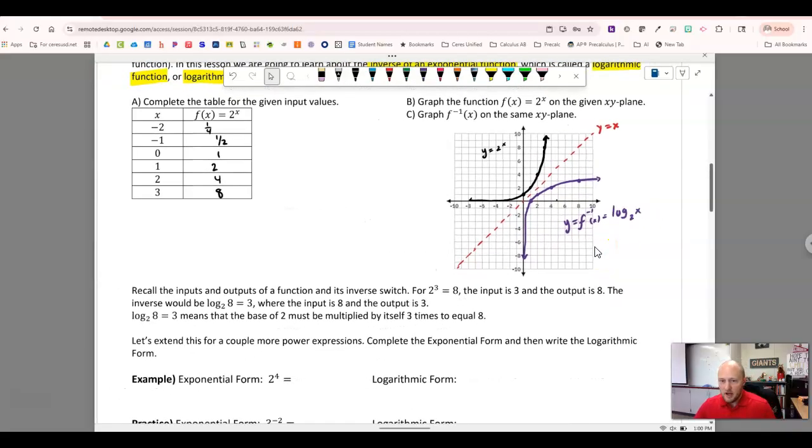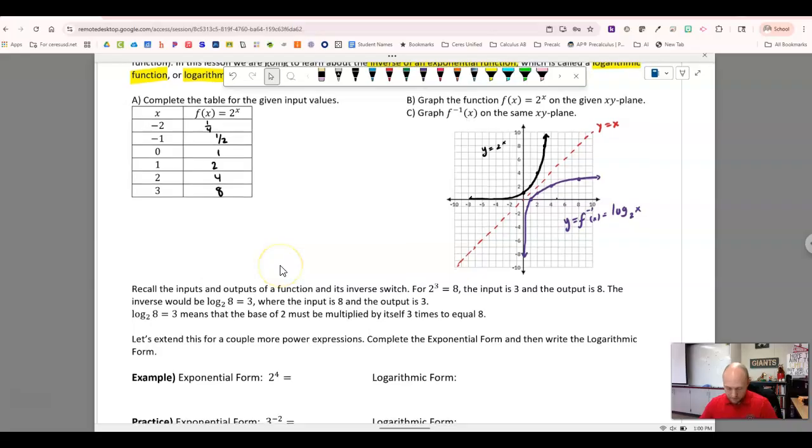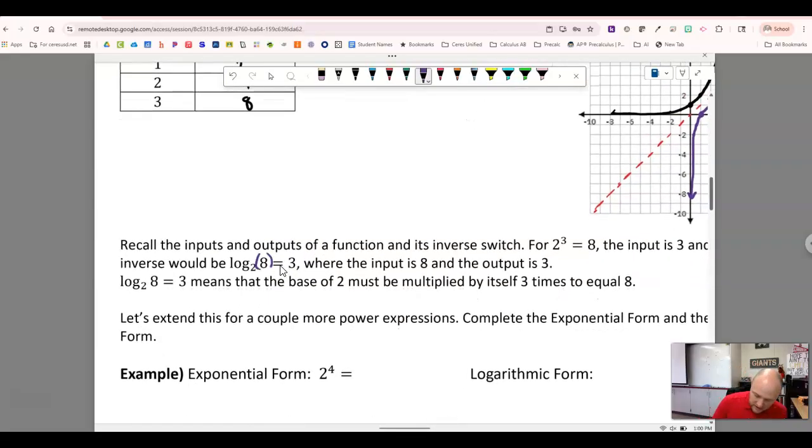So, recall, inputs and outputs of a function switch for its inverse. For 2 to the power of 3 equals 8, the input is 3. I have 3 as an input, so what I plug in and what I get out is 8. The inverse would be log base 2 of 8, and the output is 3. So now my input is 8, and my output is 3.